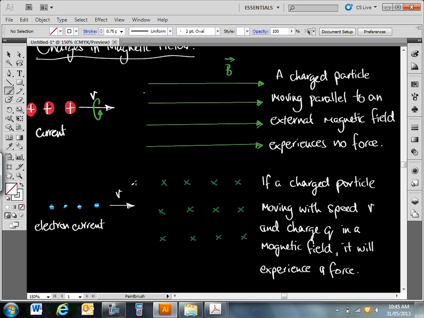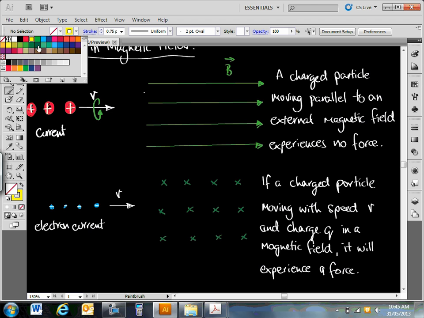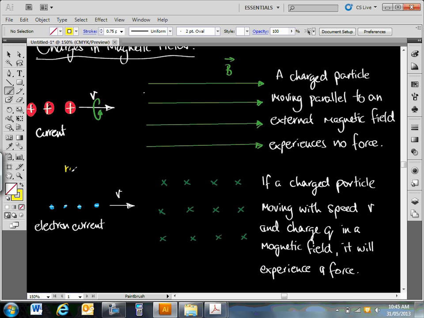Have a look here. In this situation, I'm going to use the right-hand palm rule. And because we know conventional current is the flow of positive charge, I'm going to point my thumb in that direction. Because if the flow of negative charge is to the right, then the flow of positive charge is to the left, or opposite that. So that would be my thumb.